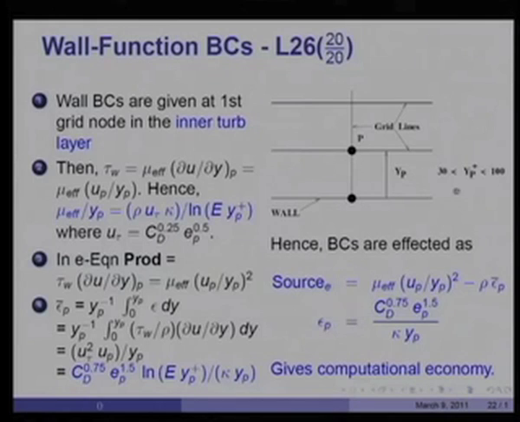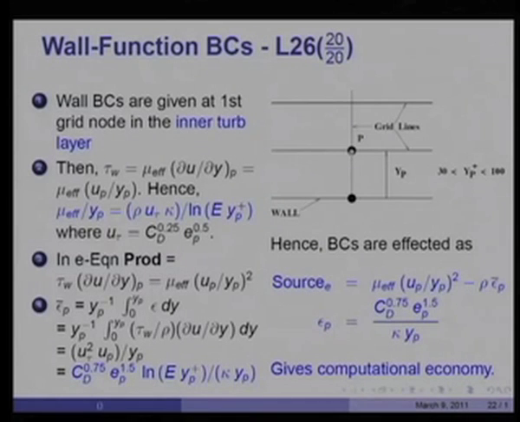Then, if this is the wall, this will be the grid node at the wall, but the next grid node would be taken at a distance substantially away from the wall, so that y p plus would be anywhere between 30 and 100, and you are sure that you are in the inner turbulent layer. So, the point p must be in the inner turbulent layer. That is the most important part, and then you only solve for the outer layer, which is beyond point P. So, all the boundary conditions must be applied at P.